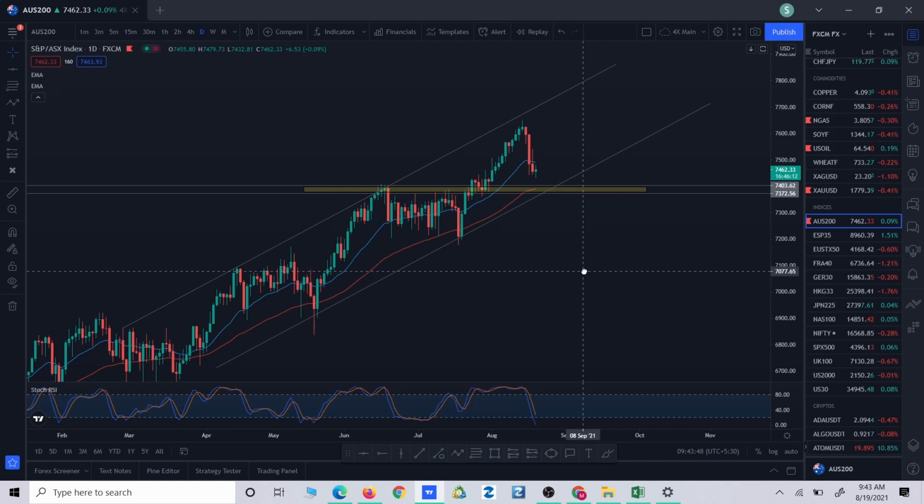So these were the pairs, guys. These were the trading setups that I'm currently focusing on in order to trade in the coming days.